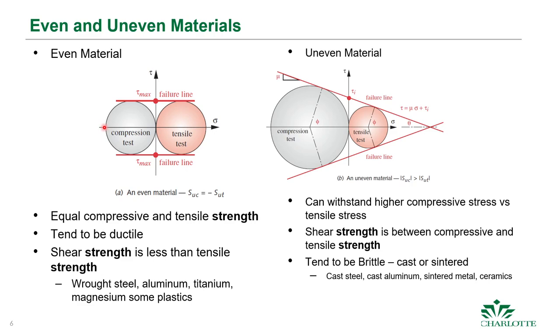So for an even material, the compressive strength is equal to the tensile strength. And even materials tend to be ductile, for example wrought steel, aluminum, titanium, magnesium, some plastics. Uneven materials behave differently in compression. They can withstand larger compressive stresses. So if we have a tensile test here, and we can go to this value in sigma, it's smaller, it'll fail at lower stresses than the compressive stresses that it experiences. Materials that are uneven tend to be brittle, like cast iron, cast aluminum, sintered metal, ceramics, etc. Now these are the failure envelopes here for these materials. Okay, we have this failure line for shear stress for uneven materials.